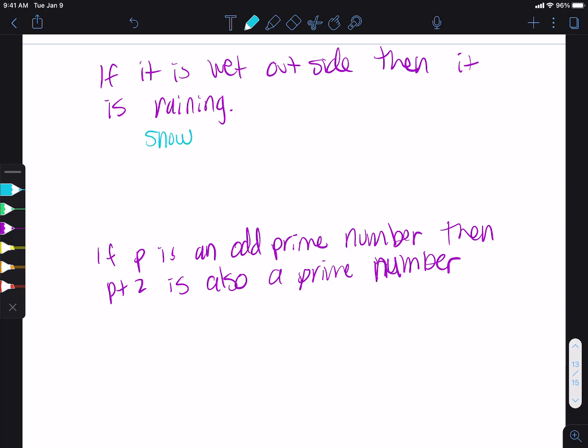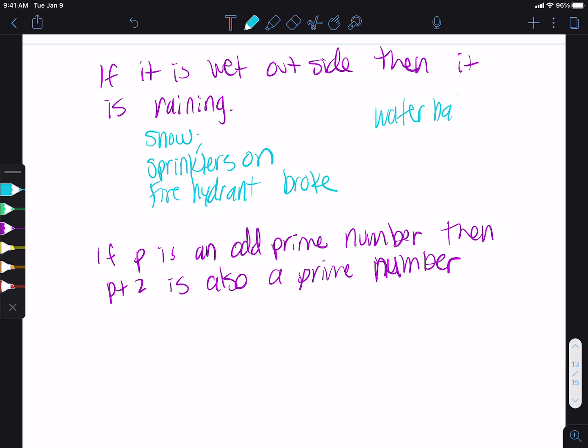So it could be snowing, right? It could be that you have your sprinklers on. It could be that a fire hydrant broke. Right? There's a whole bunch of reasons. A water balloon fight. There's a whole bunch of reasons that you could come up with why it's wet outside, but it's not raining. Okay, so if you find one counterexample, then it's not true. So when we have statements, sometimes it's faster to see, can I break it, than seeing all the ways that it could be possibly true.